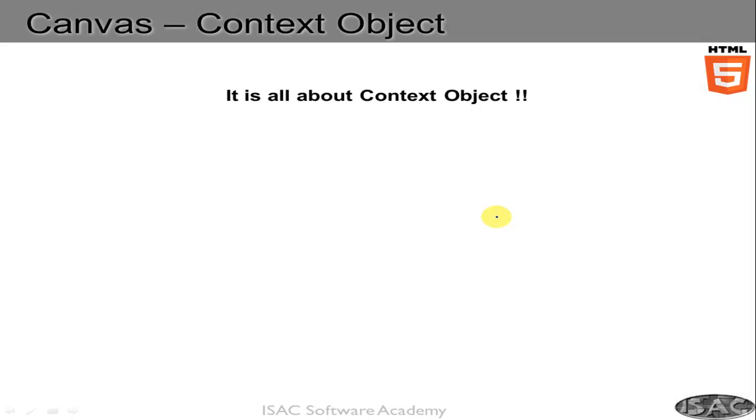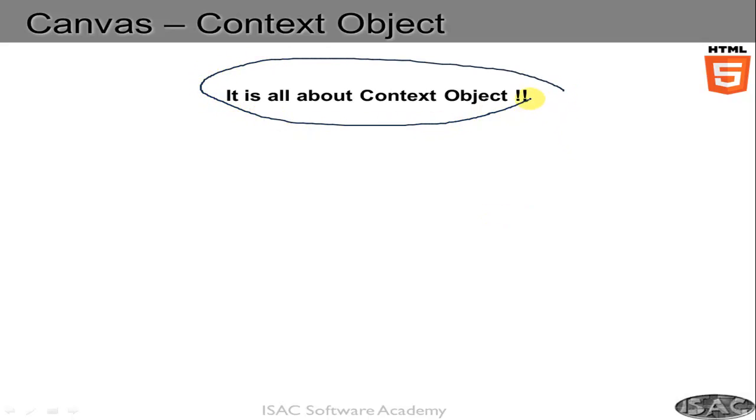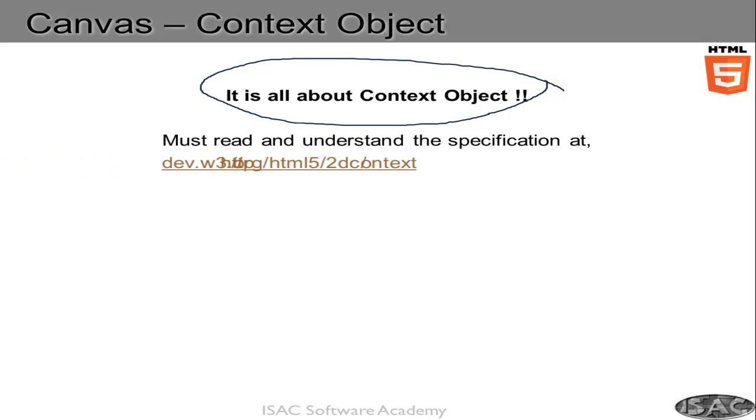Now in canvas it is all about the context object. If you want to understand how canvas works, just understand what the context object is. The canvas context object is the sole and only thing which does all the magic of drawing everything. One of the recommendations I generally give is that if you really want to use canvas for graphics and animation, please go ahead and read this specification.